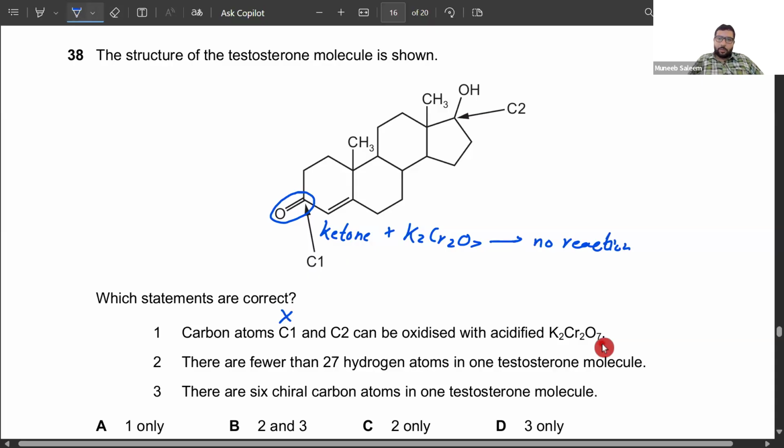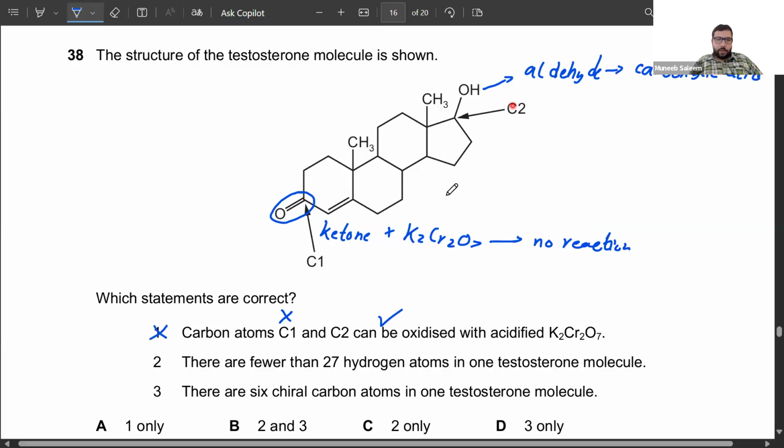And what was with respect to C2? C2 is an alcohol. C2 contains an OH group, so yes, it can be oxidized with K2Cr2O7, and when it does, it will first convert into aldehyde. And later it will convert into carboxylic acid. So this can be done. So the second part of this first statement is correct, but overall statement 1 is incorrect.